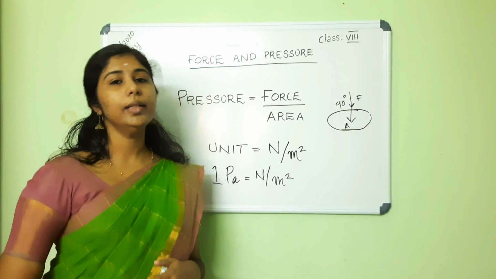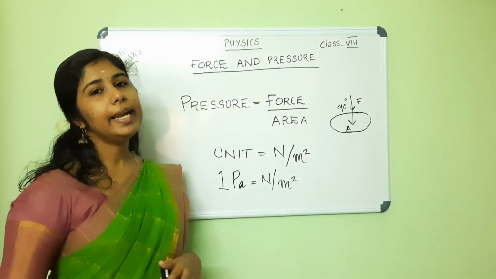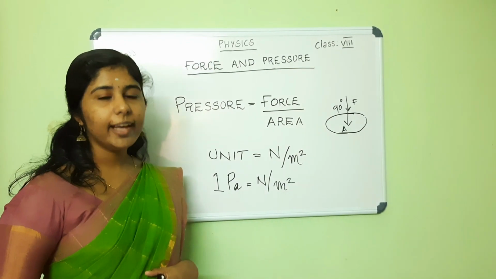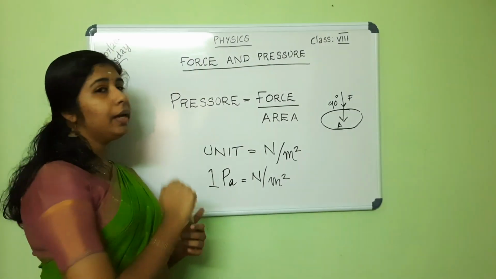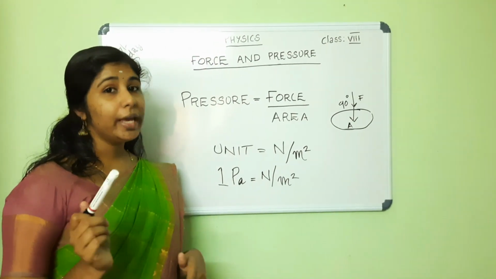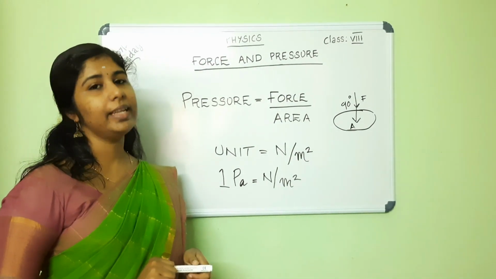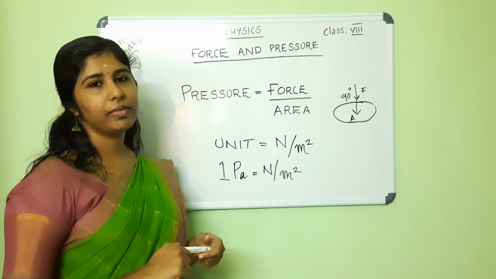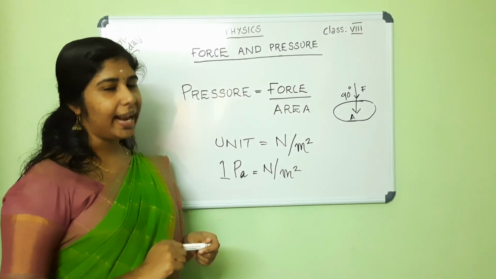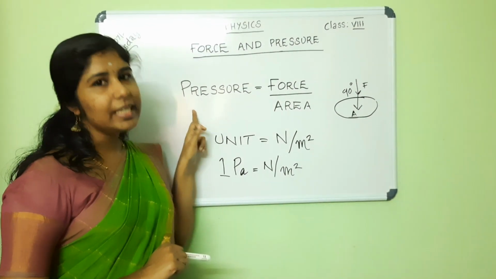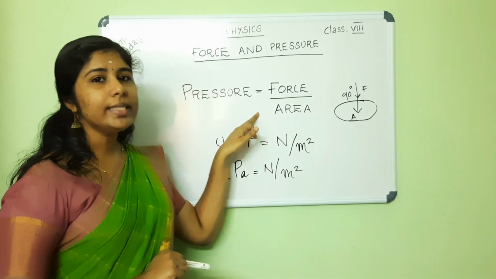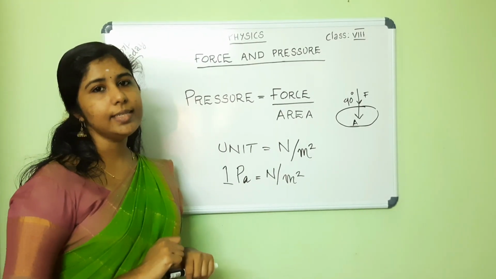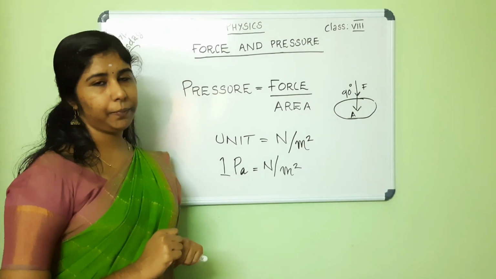Okay. Then the pressure depends on some factors. Can you see what are the factors affecting pressure? You can easily say the factors affecting pressure from this equation. Yes, you are right. The factors affecting pressure are force and area. Force and area are the two factors that affect pressure.